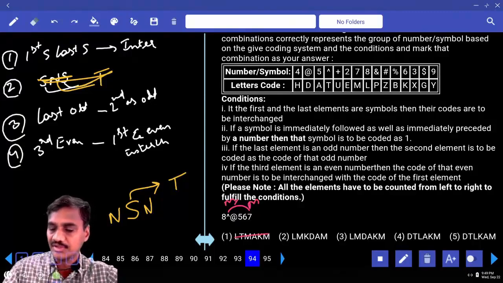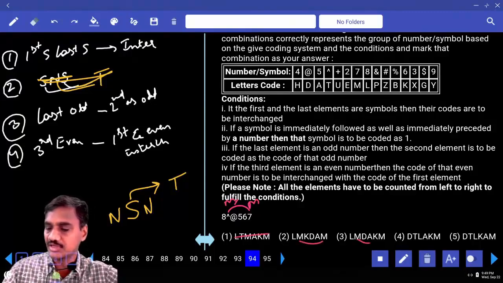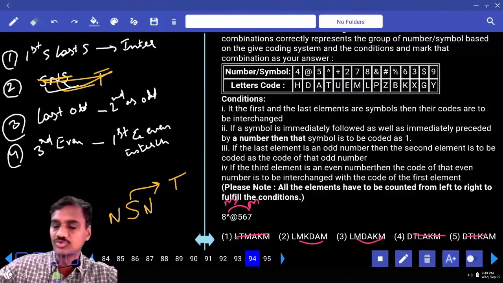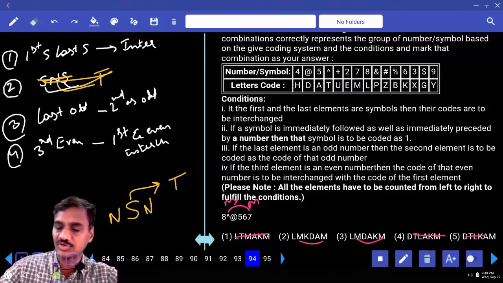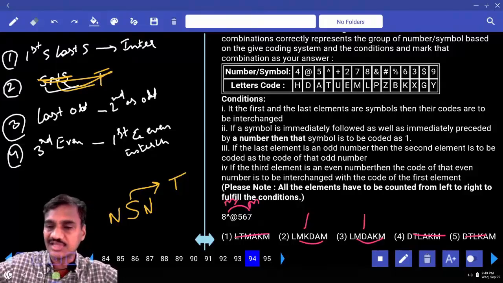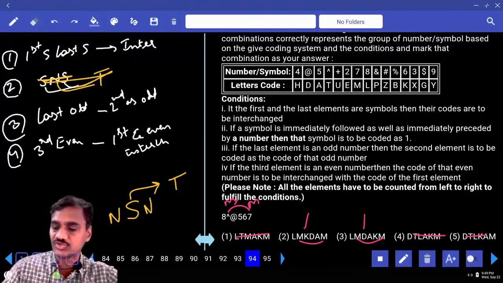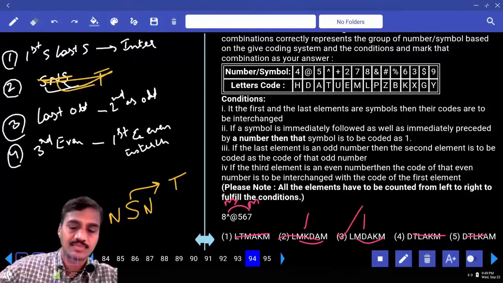Now second, here second and 6 are M and M. Here also second and 6 are M and M. Now two choices are left out. Then check out the third element which is different. Third element is at the rate of. At the rate of is D. Choice 2 is ruled out. Choice 3 is the answer.